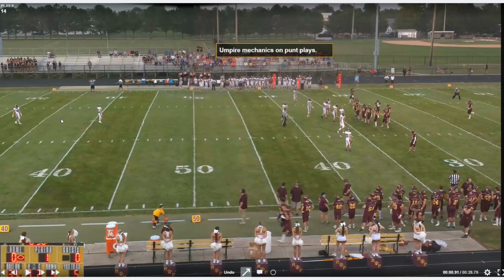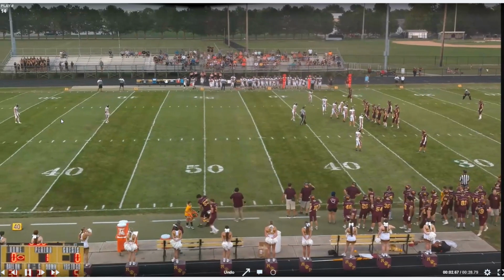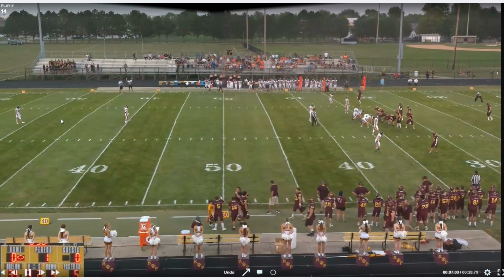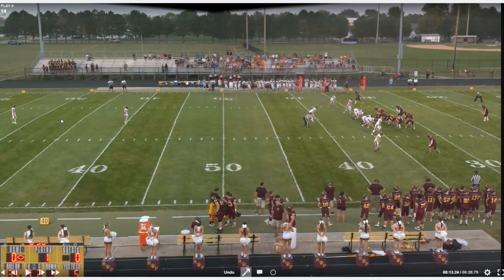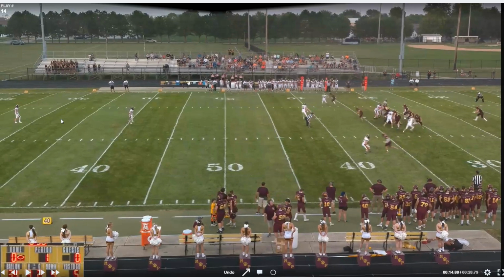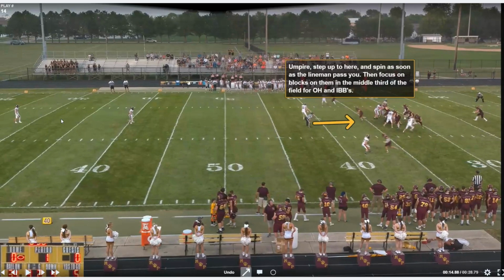So the number one thing is we want our umpires on punt plays to start out closer. So in this case, if you want to start where you are, that's fine. You're about 6-7 yards, but it's important that you step up to here as soon as you can, and then you spin, and you're going to focus on blocks on the middle third for offensive holds and blocks in the back.